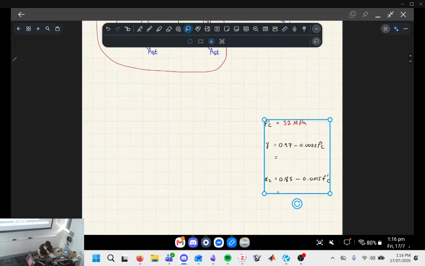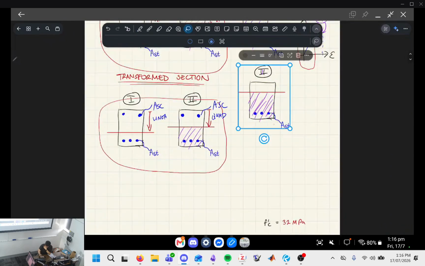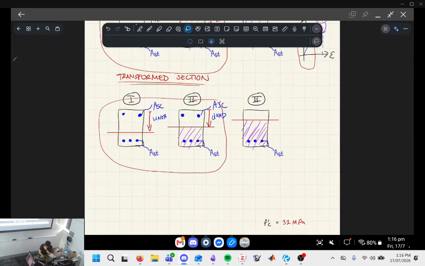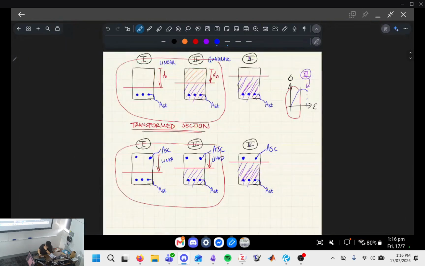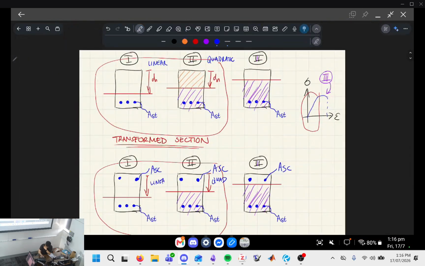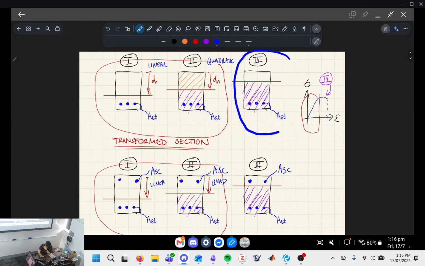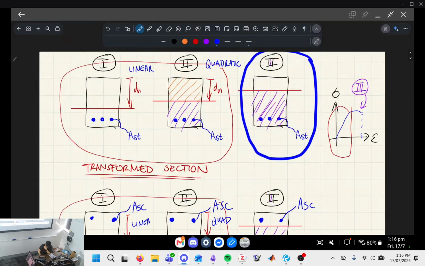So for the 3rd stage, if I copy this over, I'll run through this a bit more thoroughly because I didn't really have the time to do this last time. So let me just draw this in. Okay, so for the top case, you've got the stage 3 ultimate flexure stage, where you have non-linear behavior in the concrete. You're going to find that if you have singly reinforced concrete, which just means you've only got the tensile steel, dn will be linear.